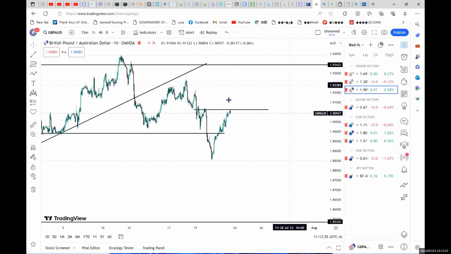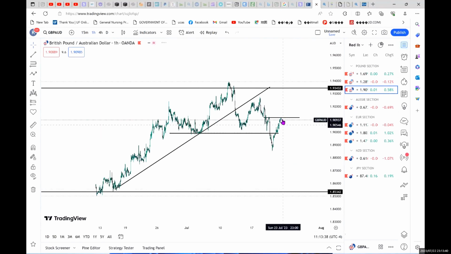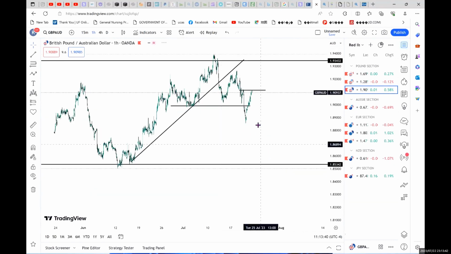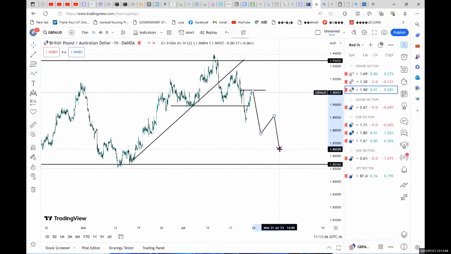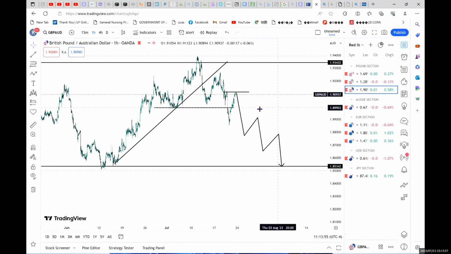But for now, I'm still looking for sells on GBPAUD, possibly back down to this level here. Price comes down, breaks here, then we're looking for a further push down lower. Okay, so this is what I'll be looking for next week.